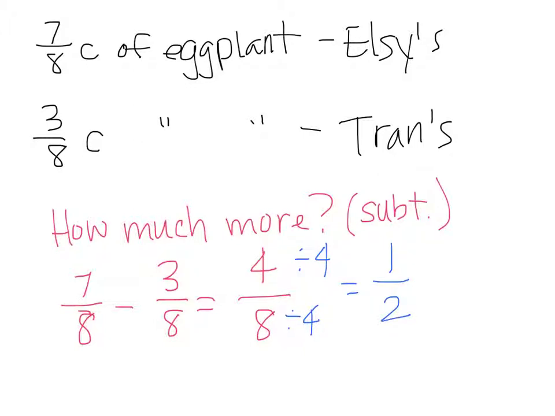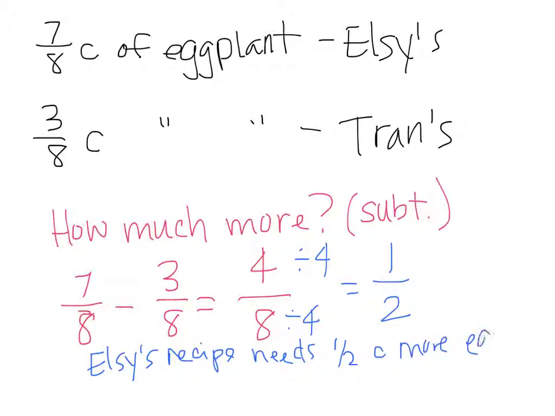So 1/2 of Elsie's recipe, which one has more? Which one has more eggplant? Which one is using more eggplant? Elizabeth? Yeah, Elsie's recipe needs 1/2 cup more eggplant. So Elsie's recipe needs 1/2 cup more eggplant. Shouldn't it be Tran's? Because Tran's. Can you raise your hand, please? Thank you.